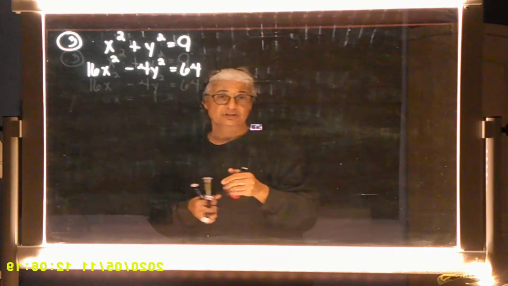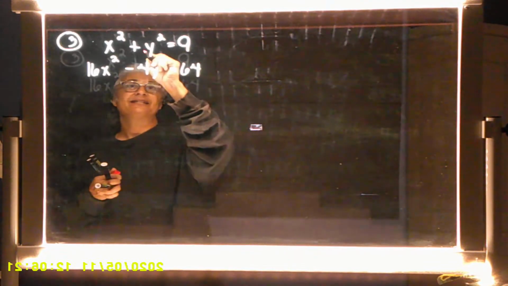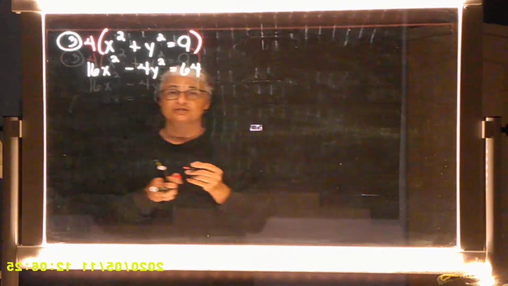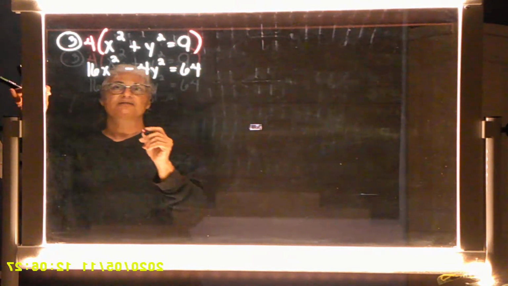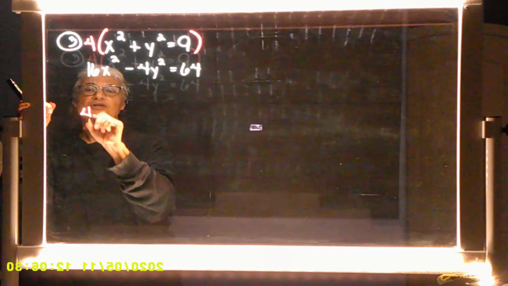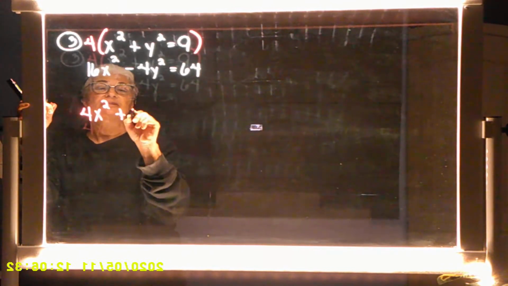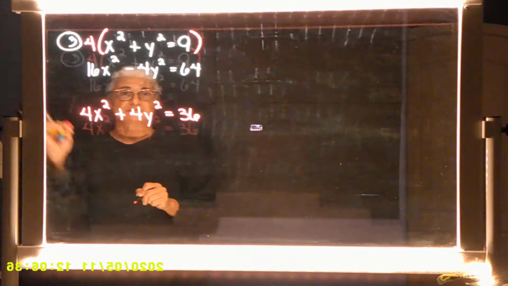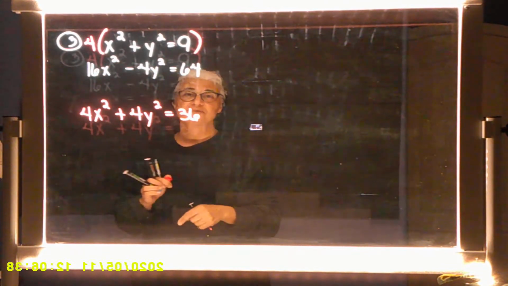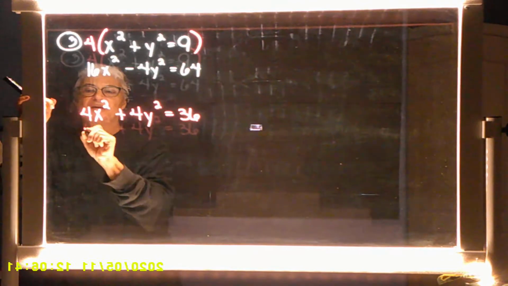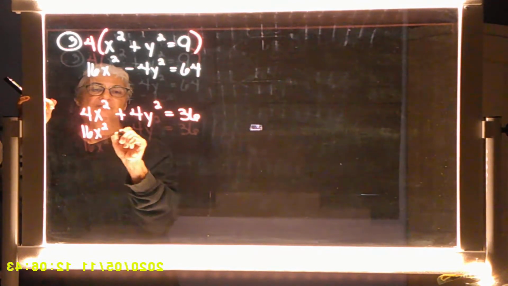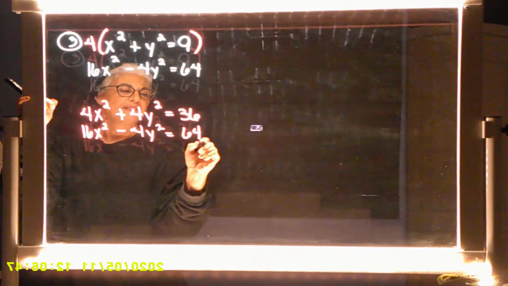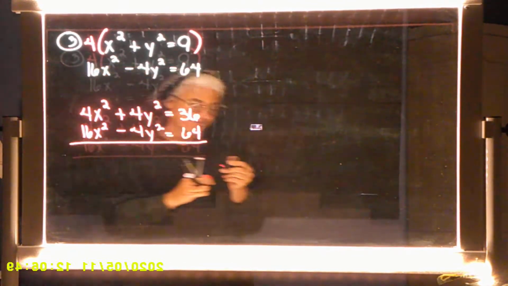So, what are we going to do? Good. I need this number in front to be a 4, which means I need to multiply the entire equation by a 4. So let's look and see what happens. So my first equation is 4x squared plus 4y squared equals 36. Correct? Are we changing the second equation? No. So I have 16x squared minus 4y squared equals 64. And then I get to add them.